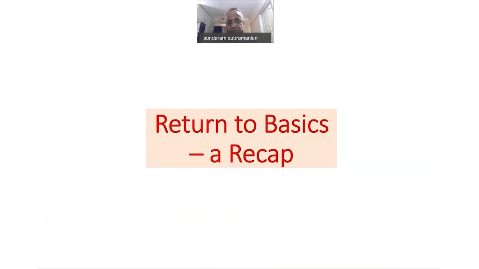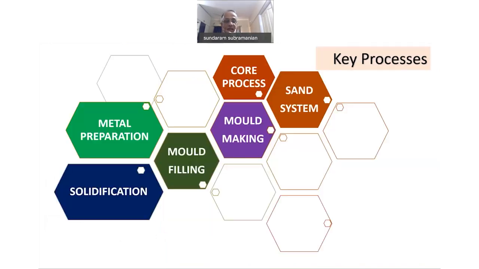Let's look at some basics. It's not my intention to go through all the basics, but a few examples let us discuss here. But in the basics, this is a common understanding that everyone has. The mold filling being the ultimate in the process. The key support processes are, one is the mold making, the other one is the metal prep. Sub processes are core process and then the sand system which supplies them to the mold. And then here is solidification, which we don't observe, but it is inside the mold after the metal is poured into the mold. So now together all these form the key processes in the casting manufacturing process.